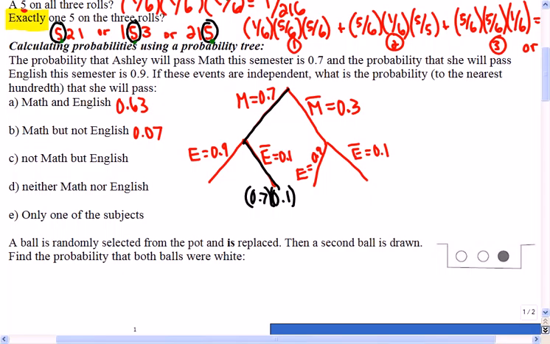Okay, now this is where you're going to see the tree starts to get handy, is when we start talking about some of these scenarios. For example, not math, but English. It gets a little wordy here. It's easy to follow it on the diagram. This is the not math branch, and we want to pass English, so it's over here. So that would be 0.3 times 0.9. So that's going to be 0.27, or 27%. Okay. And clean this up.